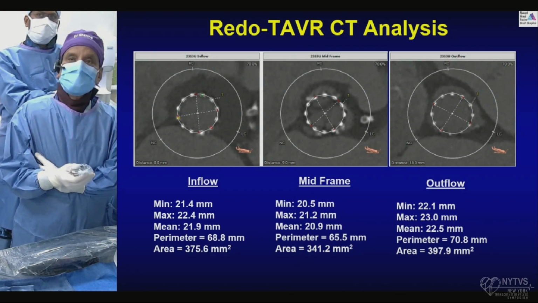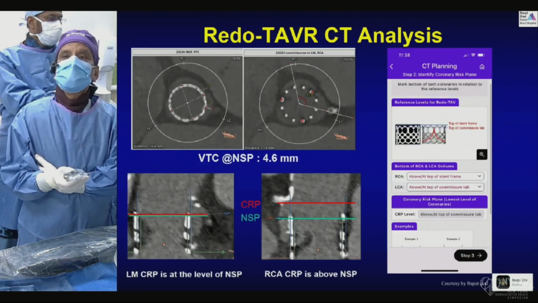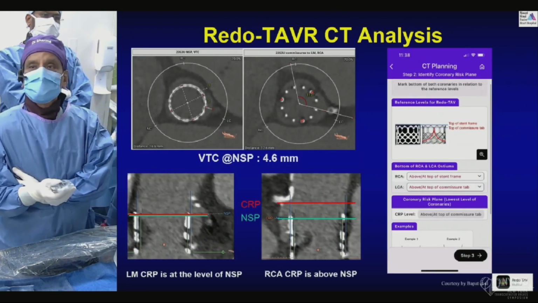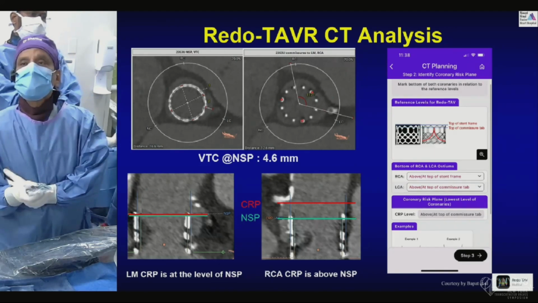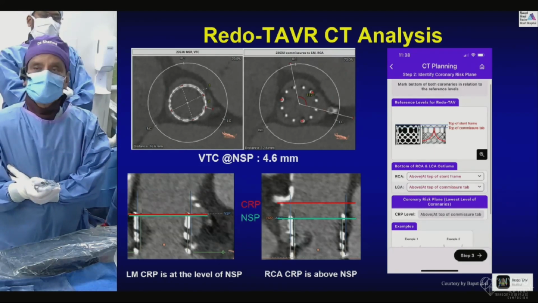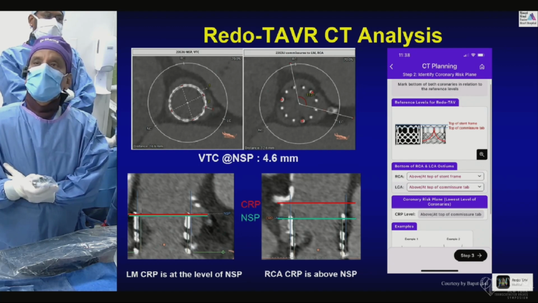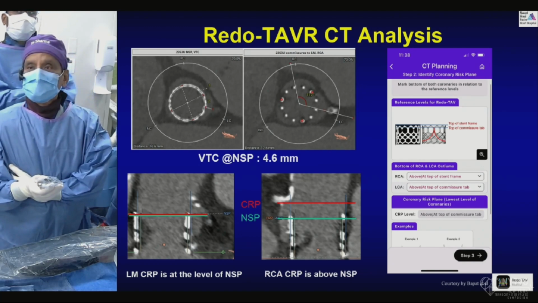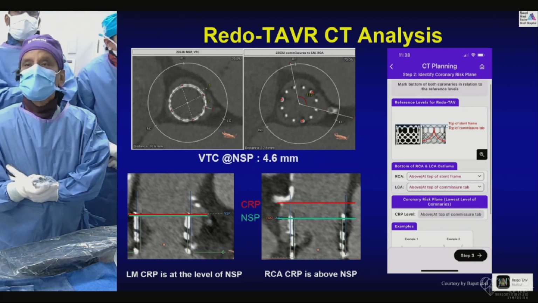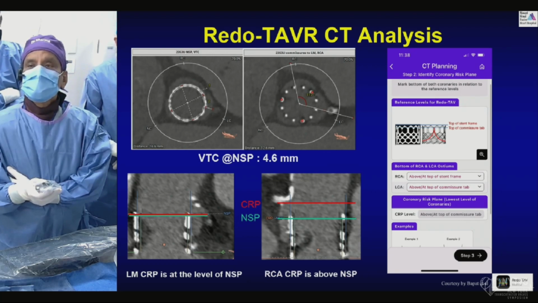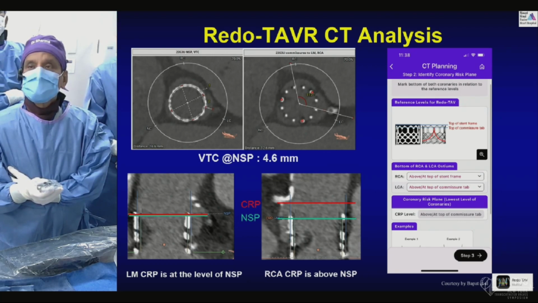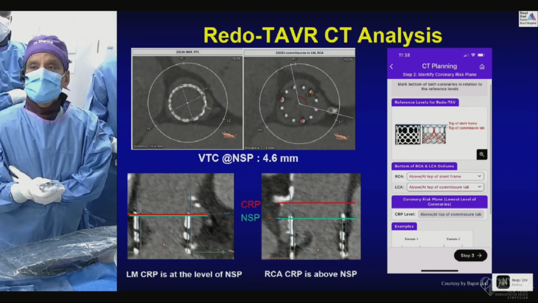The alternative, obviously, is a tall self-expanding valve to avoid that, but you just have to pre-dilate. And if you use a smaller valve and overexpand, you run the risk of prosthesis-patient mismatch as well. So anyway, you can see the CT one is a bit more favorable. The green line is where the top of the Sapien leaflet will be pinned, and you can see the coronary is actually at the same level on the left main.